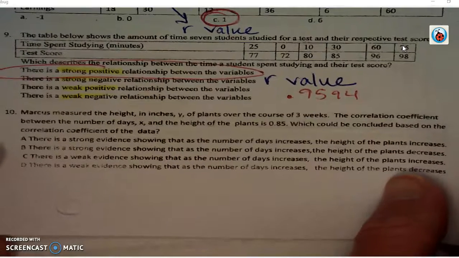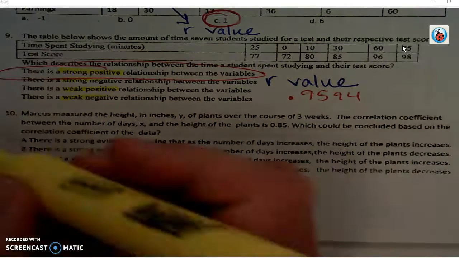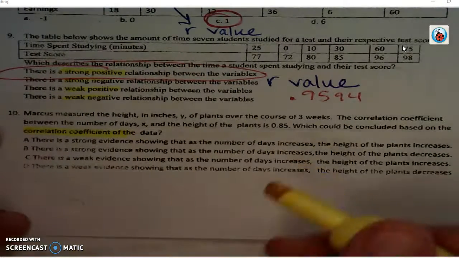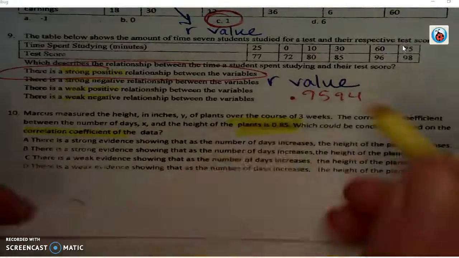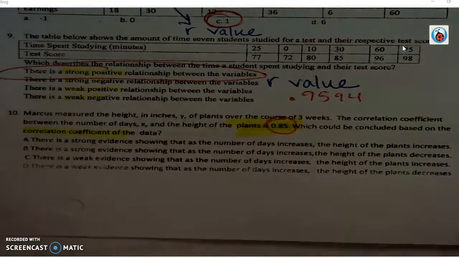Number 10, Marcus measured the height in inches Y of plants over the course of 3 weeks. The correlation coefficient between the number of days X and the height of the plants is 0.85. What could be concluded based on the correlation coefficient of the data? So it's asking about the correlation coefficient, and it already gives it to you right here. The correlation coefficient is 0.85, which we know is strong.